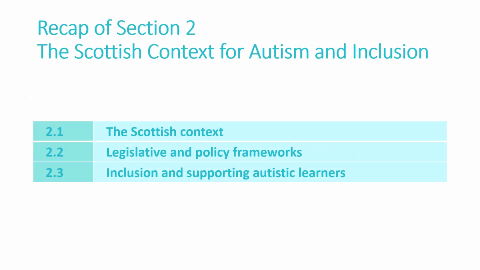Within the group session, it can be helpful for the group leader to provide a brief reminder of the content before launching into the discussion activities. This section provides information on the Scottish context, legislative and policy frameworks, and inclusion and supporting autistic learners. The next few slides in the PowerPoint provided within the group learning materials provide a brief overview of the content of this section of the module.